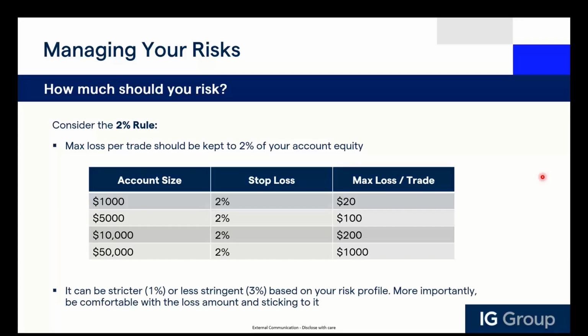Of course, this 2% is not a fixed thing. If you are stricter with yourself, you could give yourself 1%. So every trade is just 1% of your account size. The stop loss, or the amount that you're willing to risk, is just 1%. It can also be below 1%. Or if you're less stringent, it can be a bit more flexible, a bit more slack, to give yourself a 3% risk. But of course, this is always based on your risk profile, and more importantly, that you're comfortable with the amount that you're willing to risk and sticking to it. But for today, I'll just be going through this using the 2% rule.